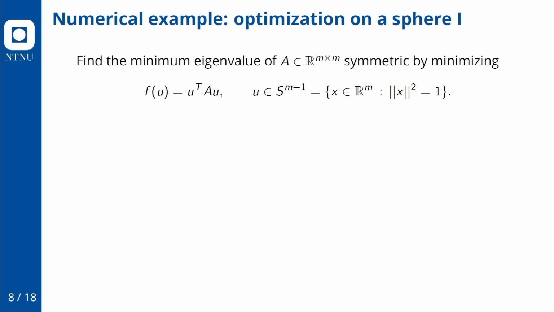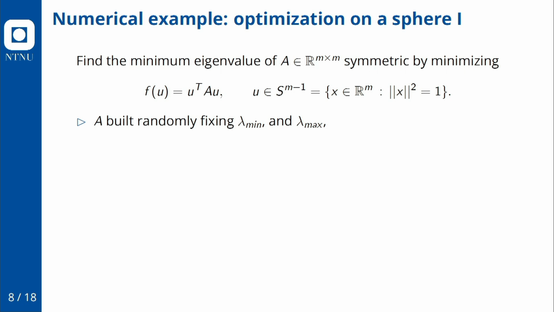I have tried to apply these methods to an example, just one, because I didn't have time to go further with other examples. And I've just considered an easy one, a minimization of a function on a sphere. The function is the one you see there, U transpose AU. And basically finding its minimum gives you the minimum eigenvalue of the matrix A, which has to be symmetric, and we enforce U to belong to the unit sphere.